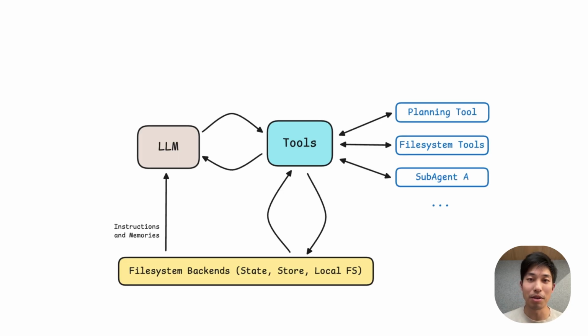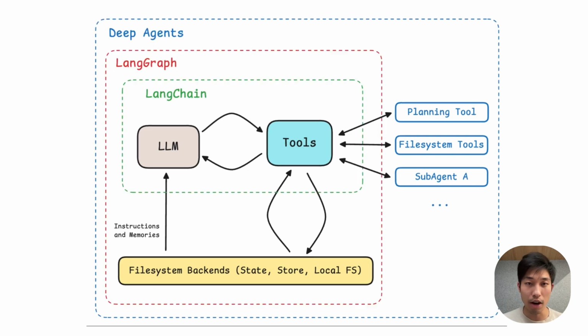DeepAgents also have the ability to spawn subagents. This makes DeepAgents super flexible. It can spawn one or more subagents to work on siloed parts of a complex problem. This keeps the main agent's context window clean, while subagents are able to focus on narrower parts of a task. And like I mentioned before, the DeepAgents agent harness is entirely built on LangChain and LangGraph.